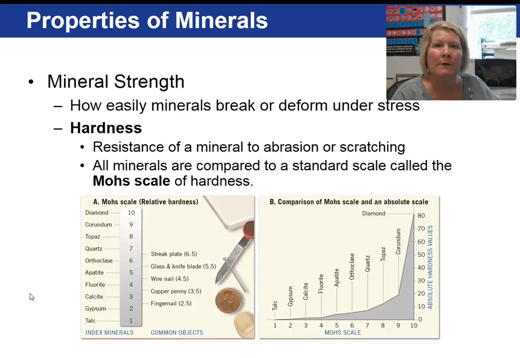One of the most useful physical properties for identifying minerals is the mineral's hardness. How easily does the mineral break or deform under stress? To determine this, we use the Mohs relative scale of hardness. It is a 1 to 10 scale. Students are given a test kit with a penny, a nail, glass or knife blade, and a streak plate, and your fingernail, and from that you can determine the mineral's hardness.